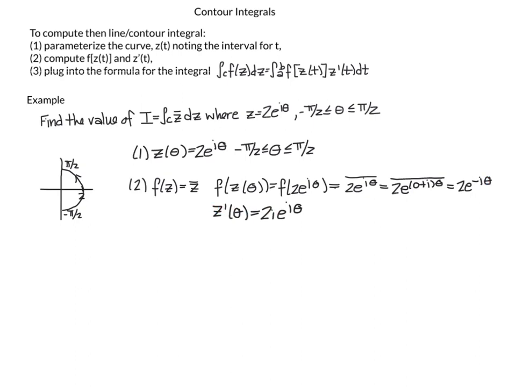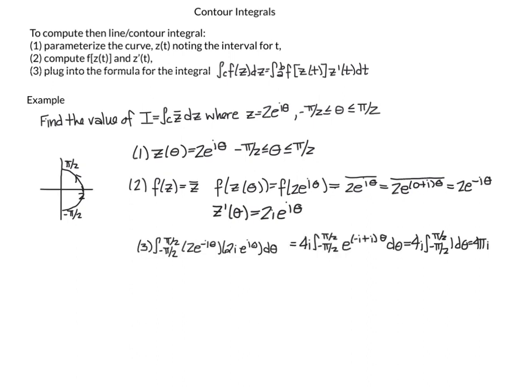And then to take the derivative of our path, you just multiply by the constant, so I have 2i e to the i theta. Now I'm ready to plug everything into my formula. I have the integral from a to b, which is negative pi over 2 to pi over 2. I need my f composed of z, which is 2 e to the minus i theta, and then my z prime is 2i e to the i theta d theta. Then I did the multiplication and the integration, and my final answer is 4 pi i.